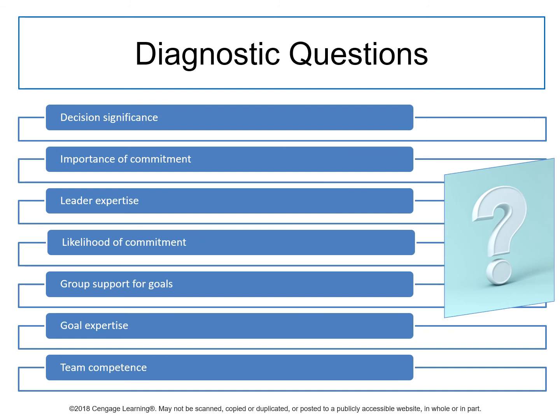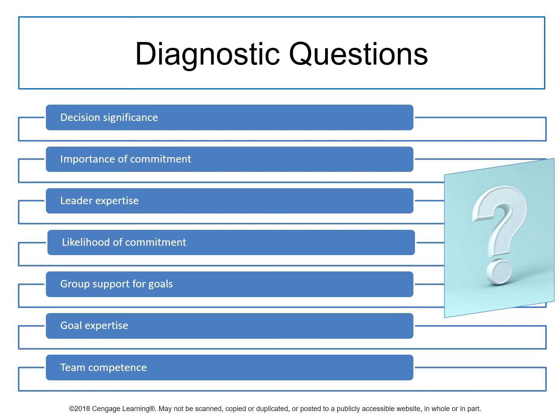The fifth diagnostic question revolves around group support for goals. What is the degree of subordinate support for the team's or project's or organization's objectives at stake in this decision? If subordinates have low support for the goals of the organization, the leader should not allow the group to make the decision alone. The sixth question has to do with goal expertise.